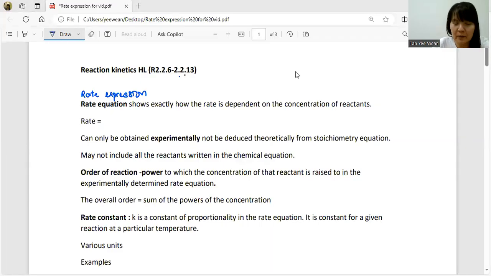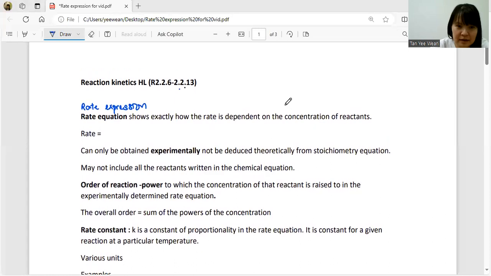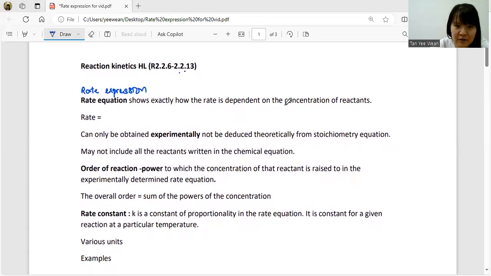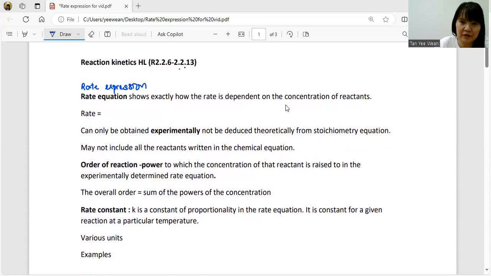This video is meant for my students who missed rate expression last week. Okay, rate expression is an equation to show exactly how the rate is dependent on concentration of reactants.